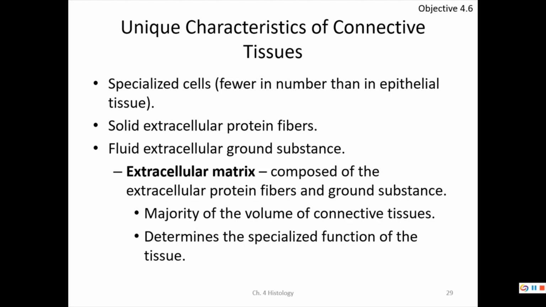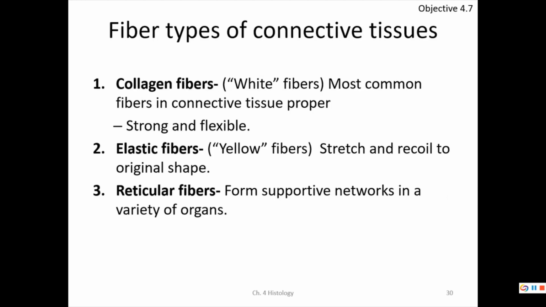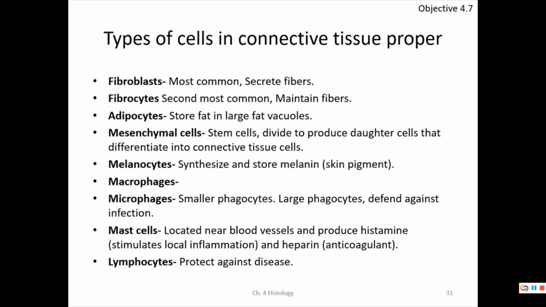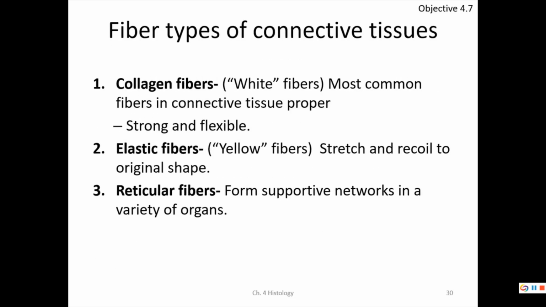Now, there are specialized cells, and that's actually where we're going to begin, looking at the fibers and cells before we actually get in. Now, the first three fibers are the ones we're going to talk about. They're fibers and ground substance around the cells. So let's talk about the fibers, because we know ground substance is the rest of the material. And there are three types of fibers that are found associated with connective tissues: the collagen fibers, elastic fibers, and reticular fibers.